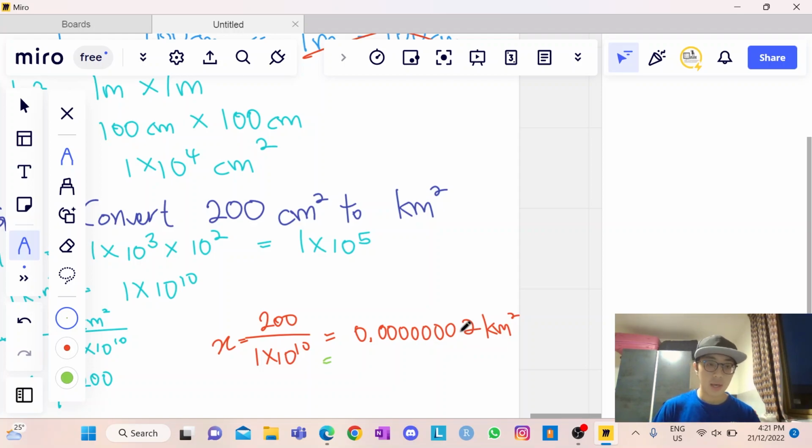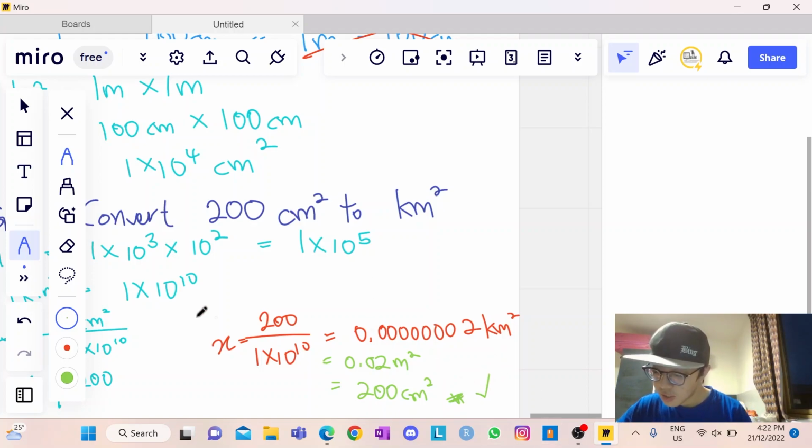When you square the km, you square the meters, so you will move 6 decimal places. 1, 2, 3, 4, 5, and 6. You will get 0.02 meters squared. Okay, so 1 meter is equal to 100 cm. When you square it, you will move 4 decimal places. Then you will have 200 cm squared, and this is a correct conversion. All right, so this is how you convert the area.